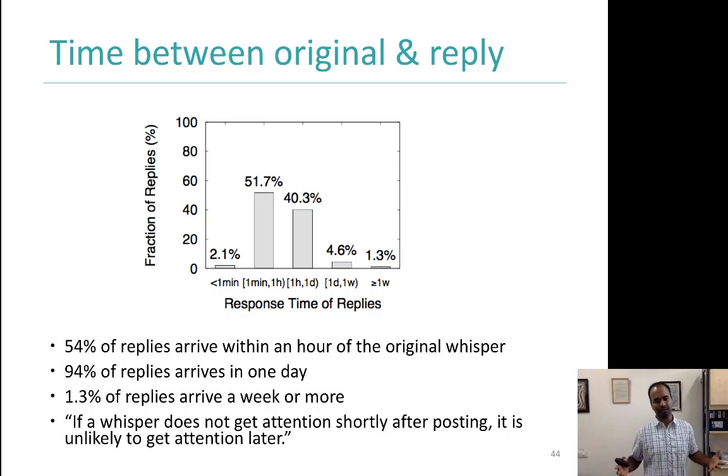So essentially the conclusion is that if a whisper does not get attention shortly after posting, it's unlikely to get any attention later. Understandably, because it is anonymous, people post content, it gets a little bit of attention, and then it dies off. This is similar to some of the other networks that we've seen.